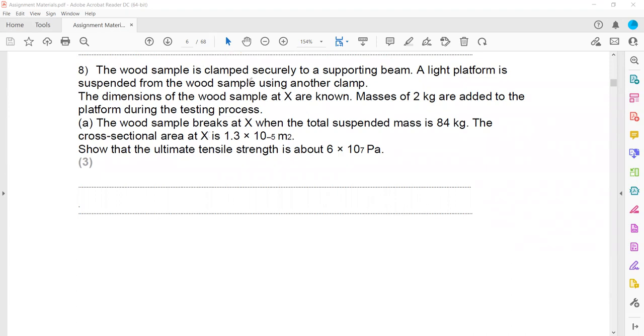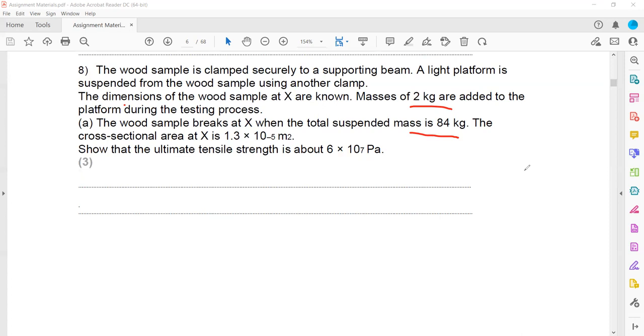A wood sample is clamped securely to a support beam. A light platform is suspended from the wood sample using another clamp. The dimensions of the wood sample at X are known. Masses of 2 kilograms are added to the platform during the test process. The wood sample breaks at X when the total suspended mass is 84 kilograms. Show that the ultimate tensile strength is about 6 × 10^7 Pascal.